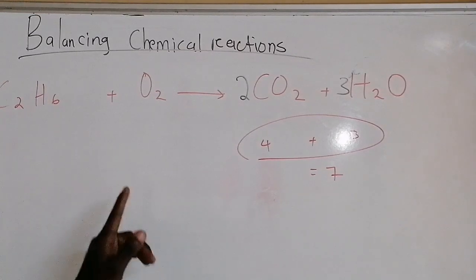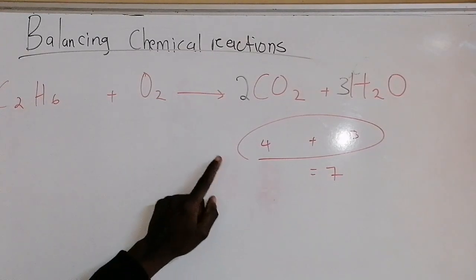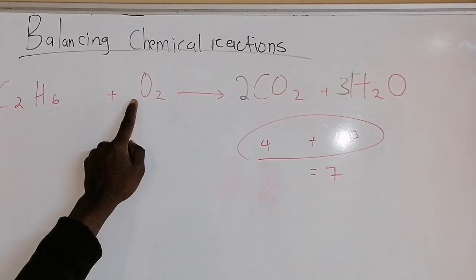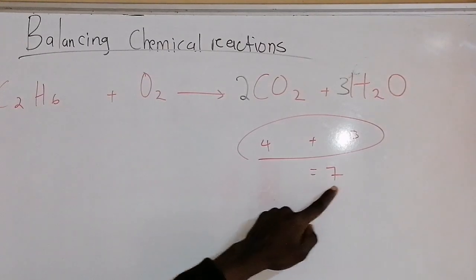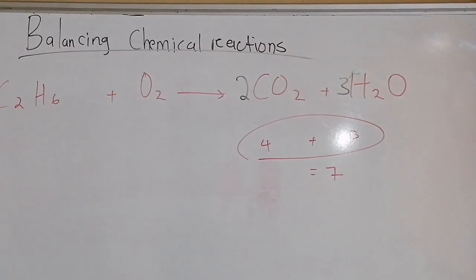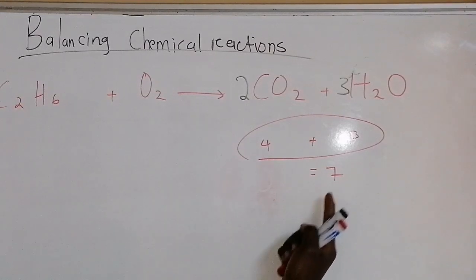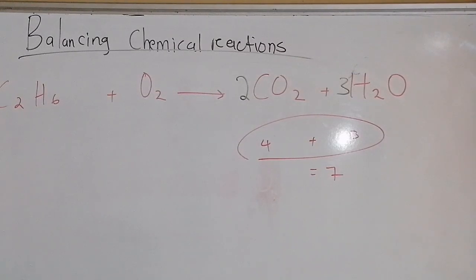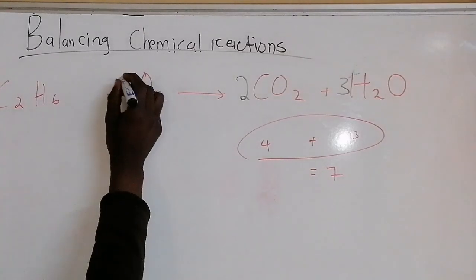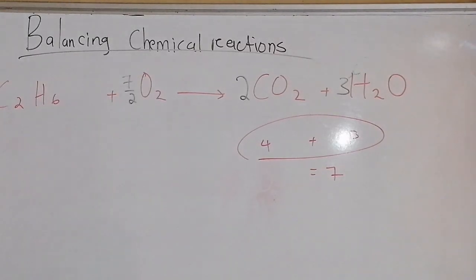Now we need to do what? We need to get a number that we can multiply with these 2 to get this 7. So we don't have it, right? Now what you have to do, just take that 7, then you divide it by 2. You will have 3.5, 7 over 2, right?